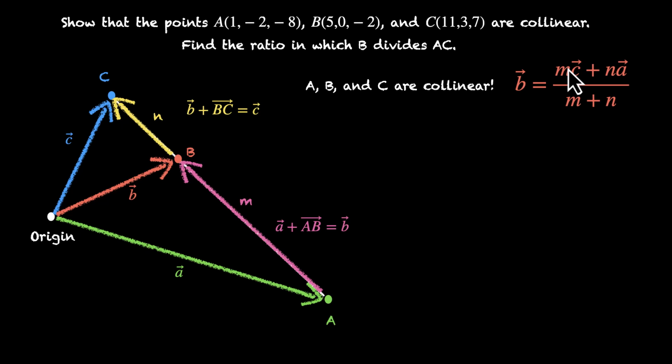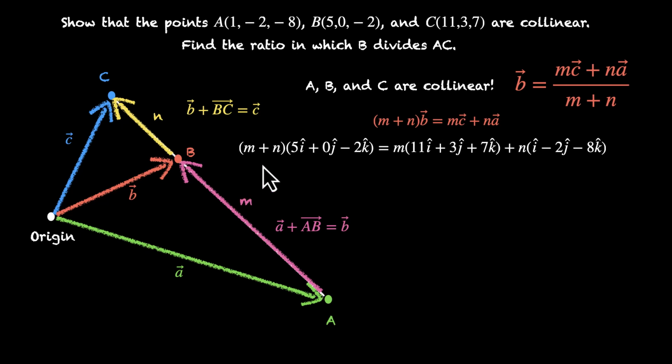Alright, let's rearrange. We have B times m plus n, that's equal to m C plus n A. So let's plug in the values. m plus n times 5 i cap plus 0 j cap minus 2 k cap. That's the position vector for B. That's equal to m times C vector, that's 11 i cap plus 3 j cap plus 7 k cap, plus n times A, that's i cap minus 2 j cap minus 8 k cap.